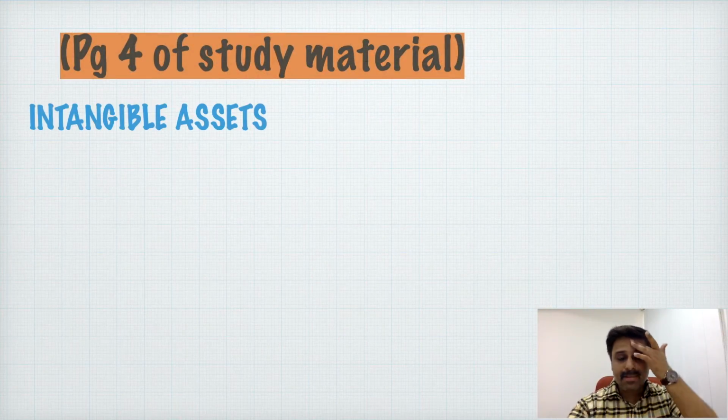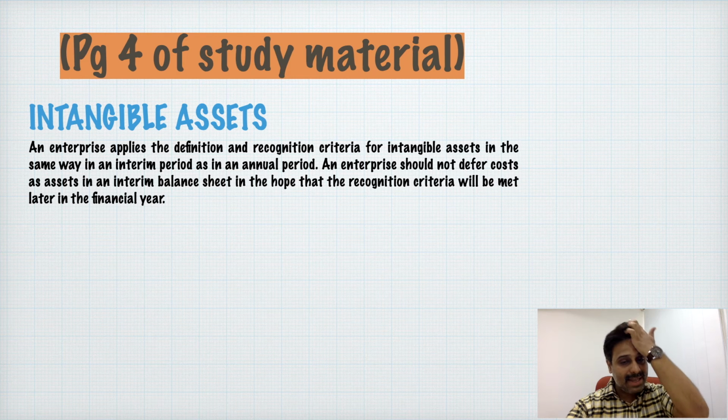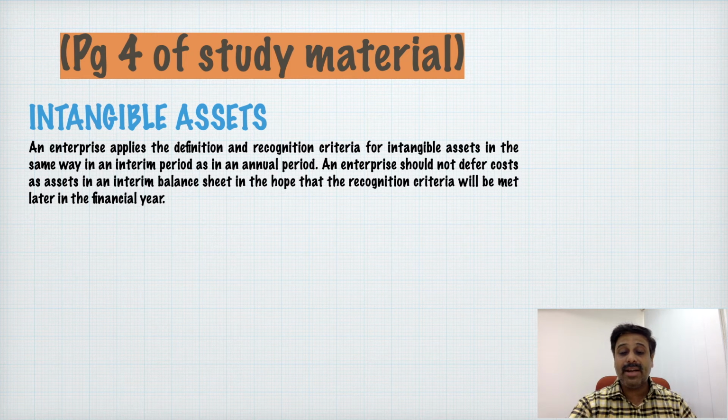Further, intangible assets. An enterprise applies the definition and recognition criteria for intangible assets in the same way in an interim period as in an annual period. So as you record the intangible assets in the yearly financial statements, the same way you recognize them in quarterly financial statements also. An enterprise should not defer the cost of an asset in an interim balance sheet in the hope that the recognition criteria will be met later in the financial year. So if you are sure that in this quarter the recognition criteria are met, then you record it. If they are not met, then that is not to be recorded.